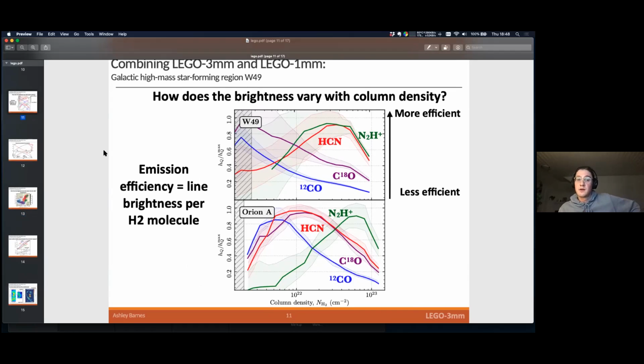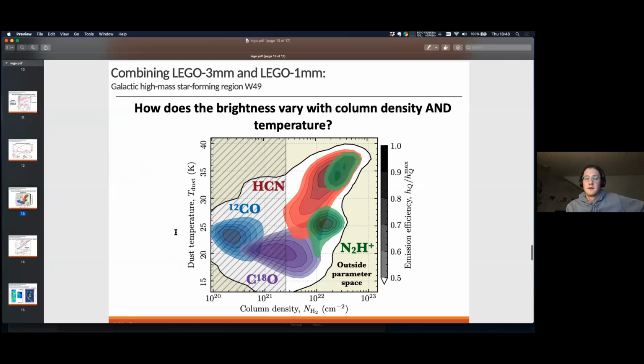So then, yes, there are going to be abundance effects in here, which would then affect this with temperature, which is why we broke it up into this parameter space to look at here, to try and understand this complex parameter space that we have.